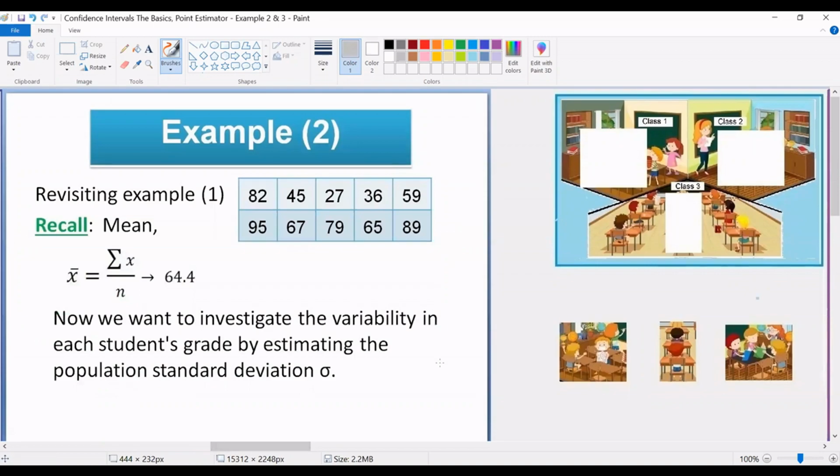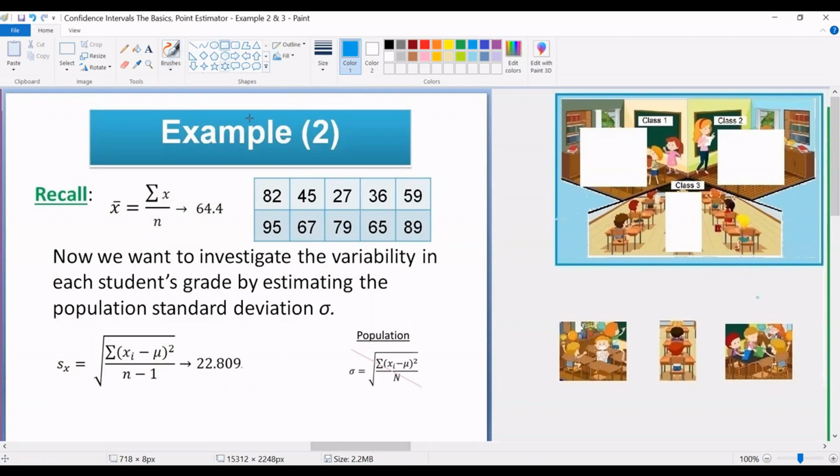What we now want to be able to do is calculate the variability, meaning some kind of spread. We're going to estimate the population standard deviation by using the 10 sample students.